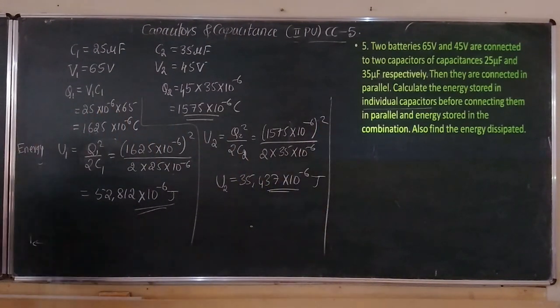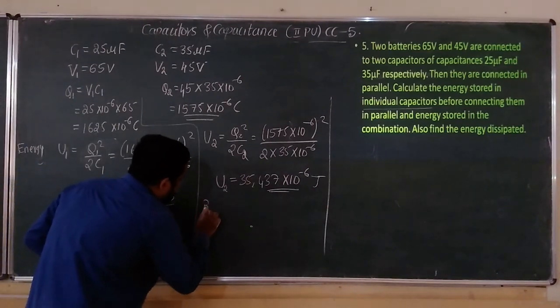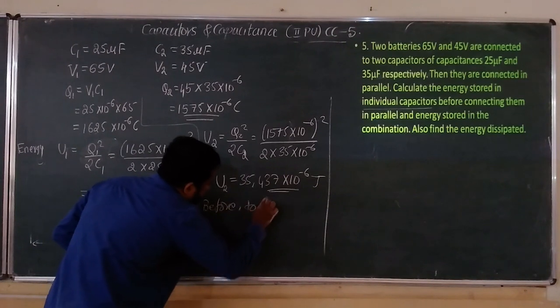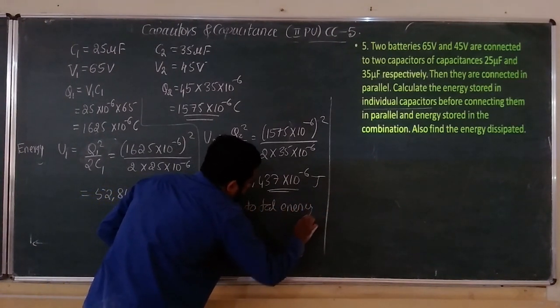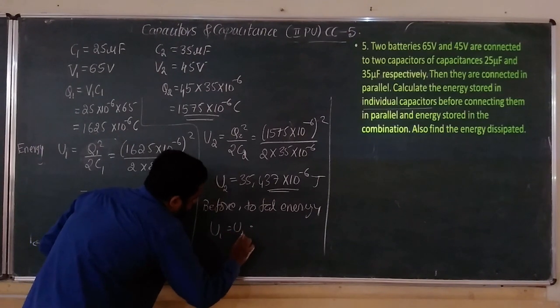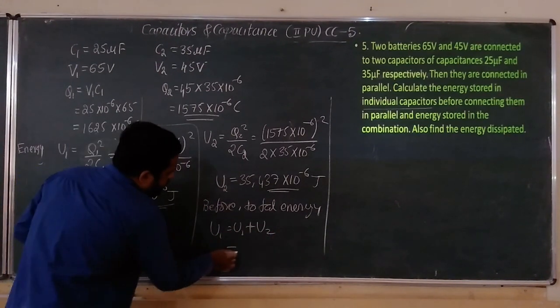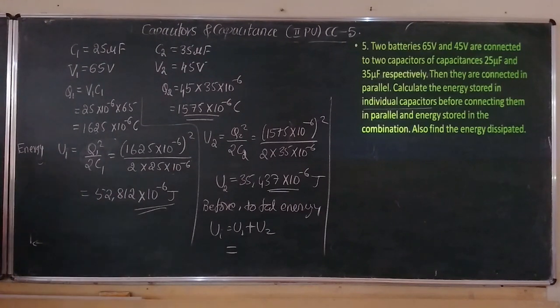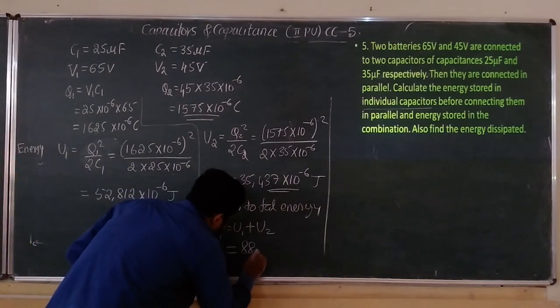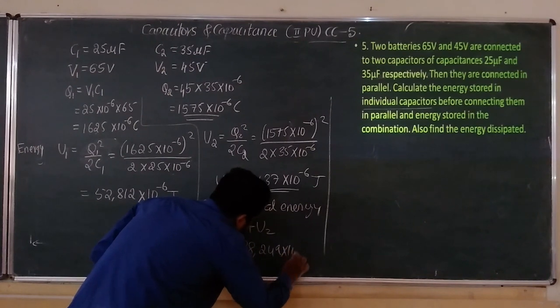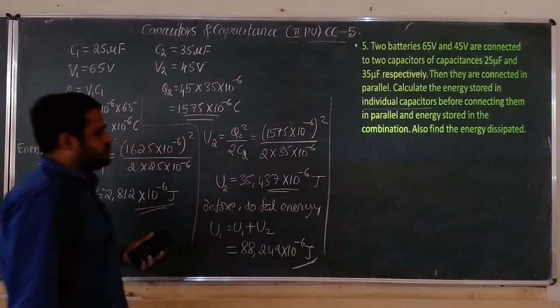Therefore, before connecting in parallel, the total energy Ui is equal to U1 plus U2. Adding these two values, 35,437.5 plus 52,812.5, we get 88,249 into 10 to the power minus 6 joule. This is the total energy stored.